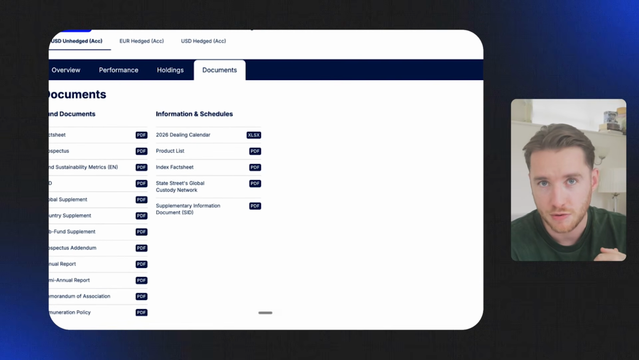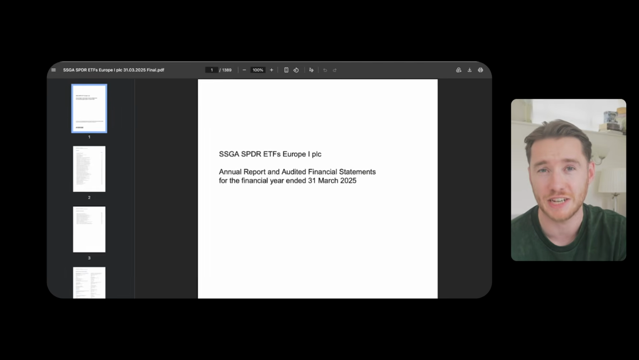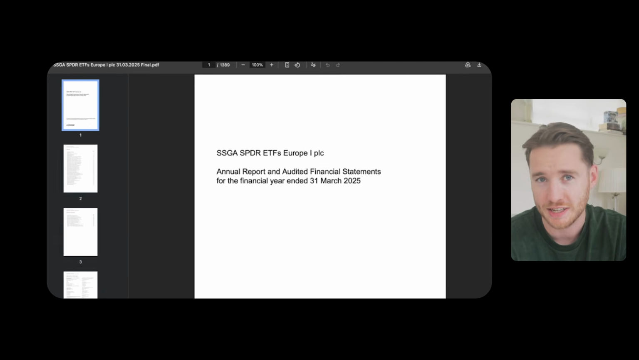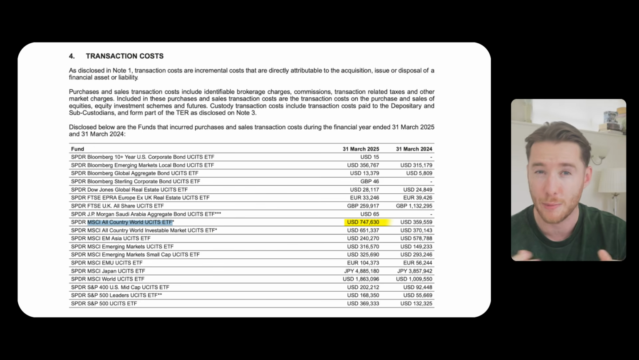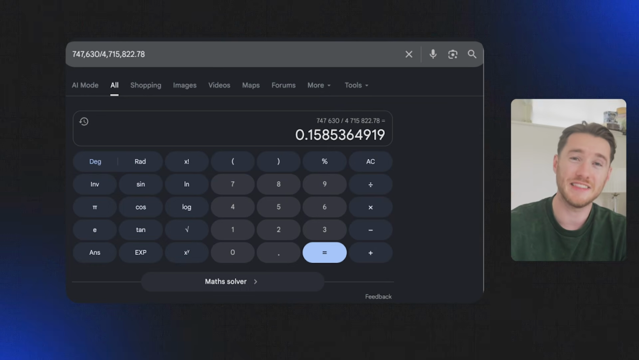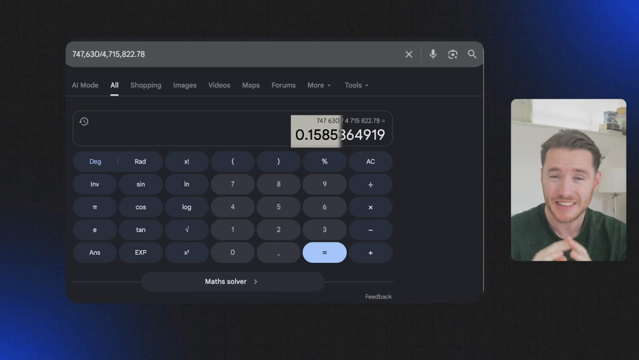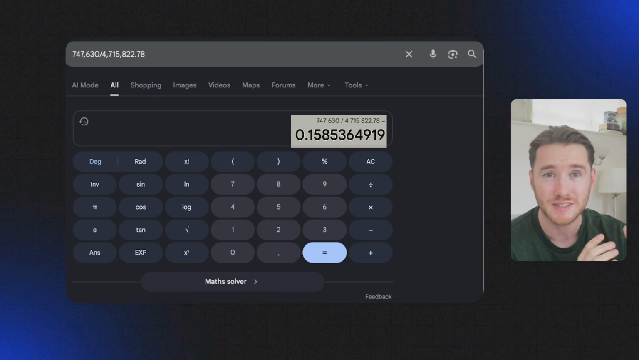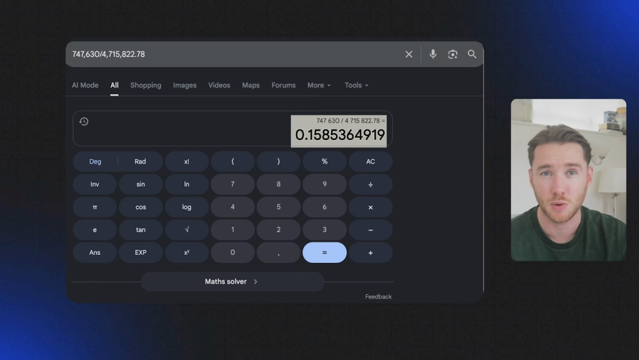Unless I'm doing my Stevie Wonder impersonation, I couldn't really find much. But then I came across this, a 1,000 plus page annual report and exhilarating read. I managed to find this section on transaction costs, and when I took the transaction costs, which I've highlighted here on screen, and divided these by the total net asset value, I have discovered something, and this is insane. 0.16%. The transaction cost is more than the cost of the fund, and it's more expensive than VWRP.